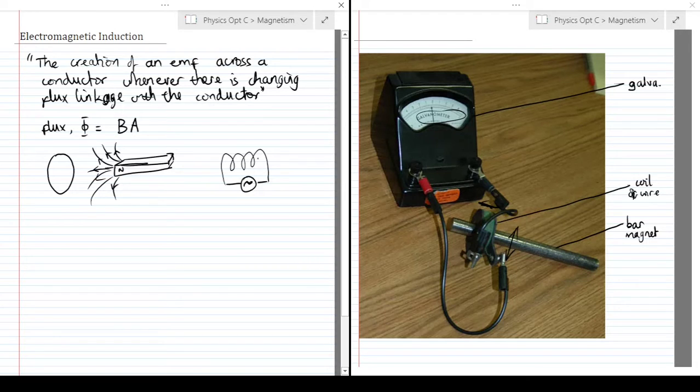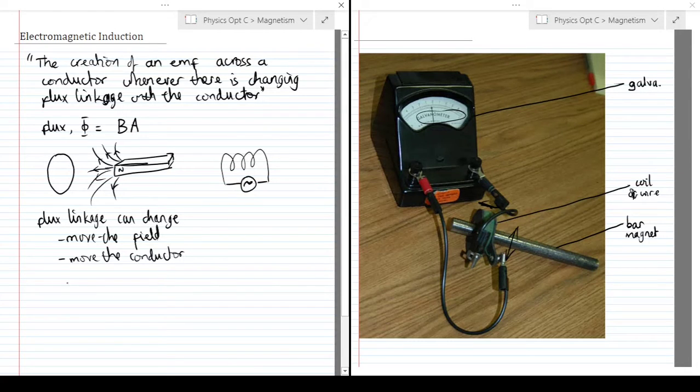So let's just mention that very quickly. Flux linkage can change in a number of ways. You could move the magnetic field, for example, moving the magnet with the coil or whatever conductor stationary. You could move the conductor itself.